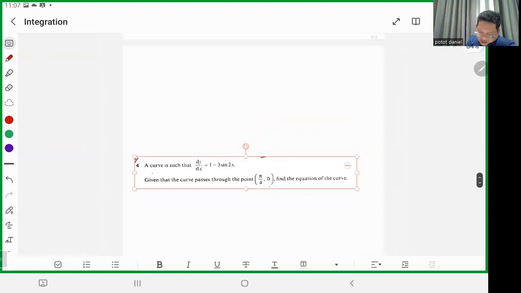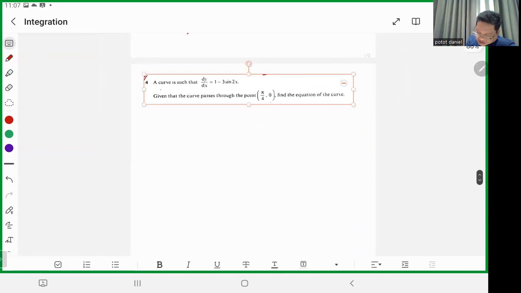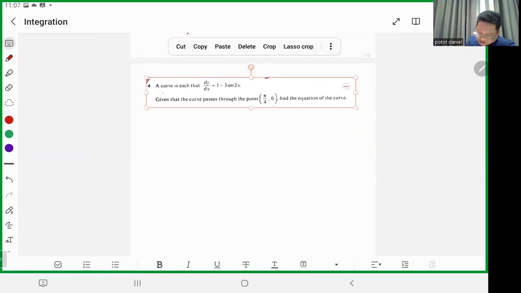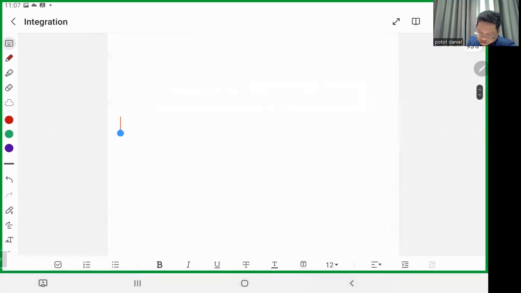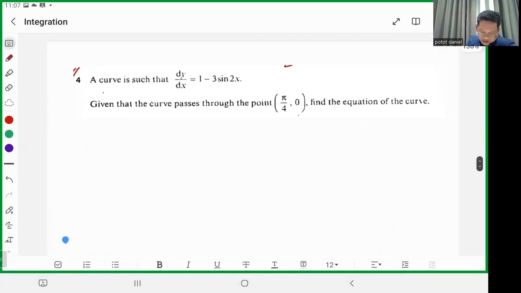All right, so I just paste it here because I need a bigger space and it looks better. Okay, so let's try to answer it. Oops, sorry. All right.